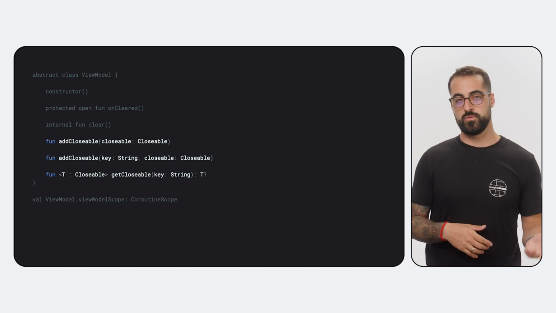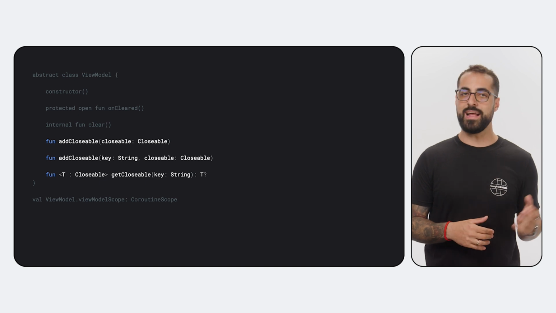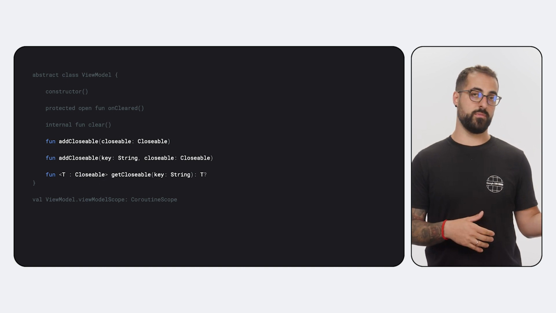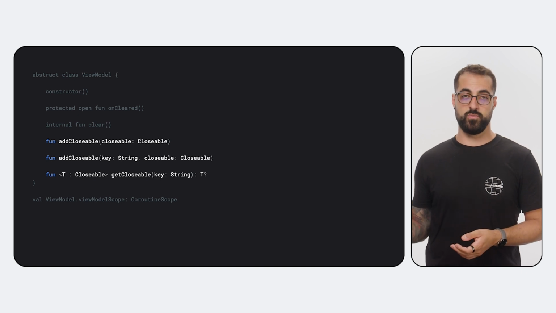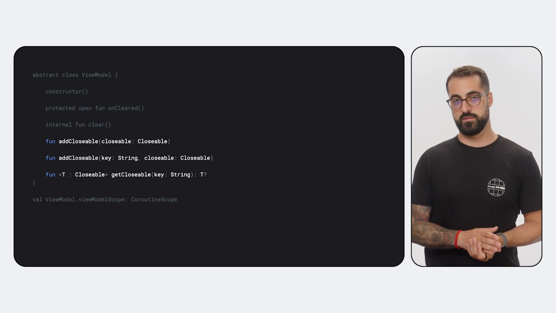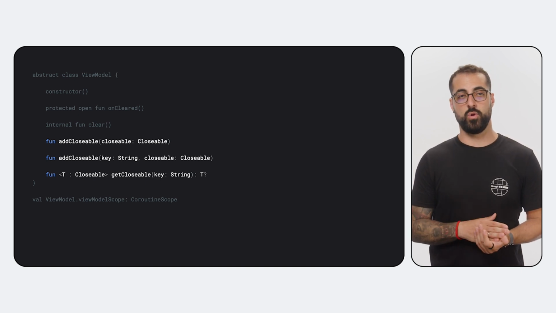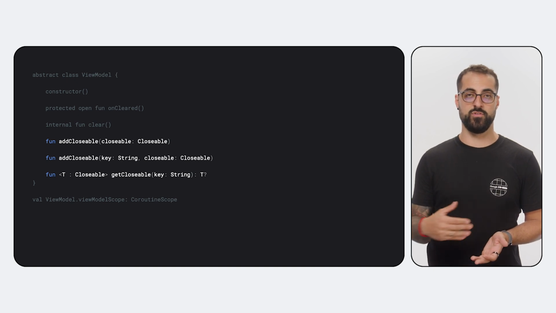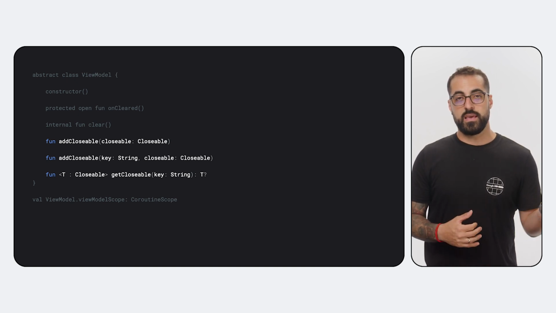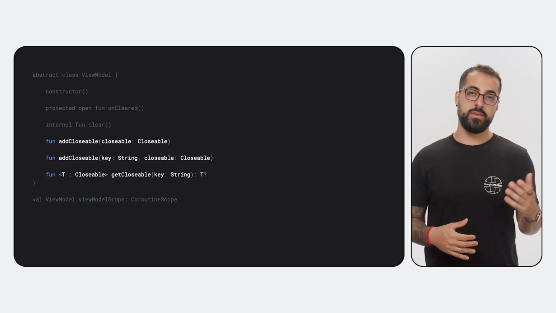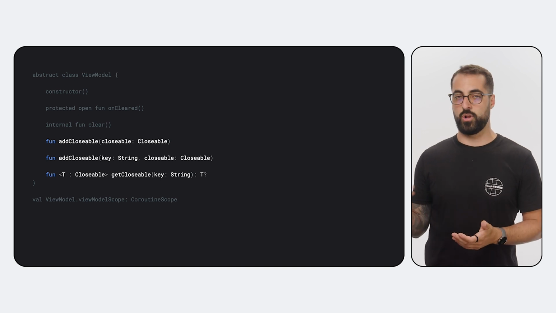One of them is the Closeable APIs. They let you bind a resource to the lifetime of a ViewModel. When the ViewModel is cleared, an associated Closeable will get the call to its close method. That allows the associated Closeable to clean its resource together with the ViewModel. The addCloseable method can also take a key string that can be used to retrieve the Closeable using the getCloseable method.